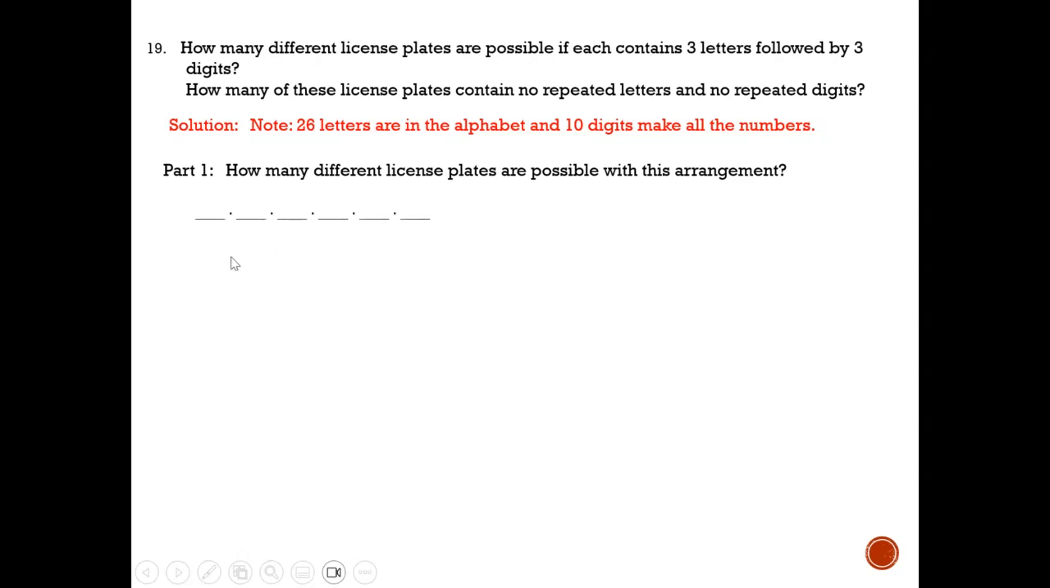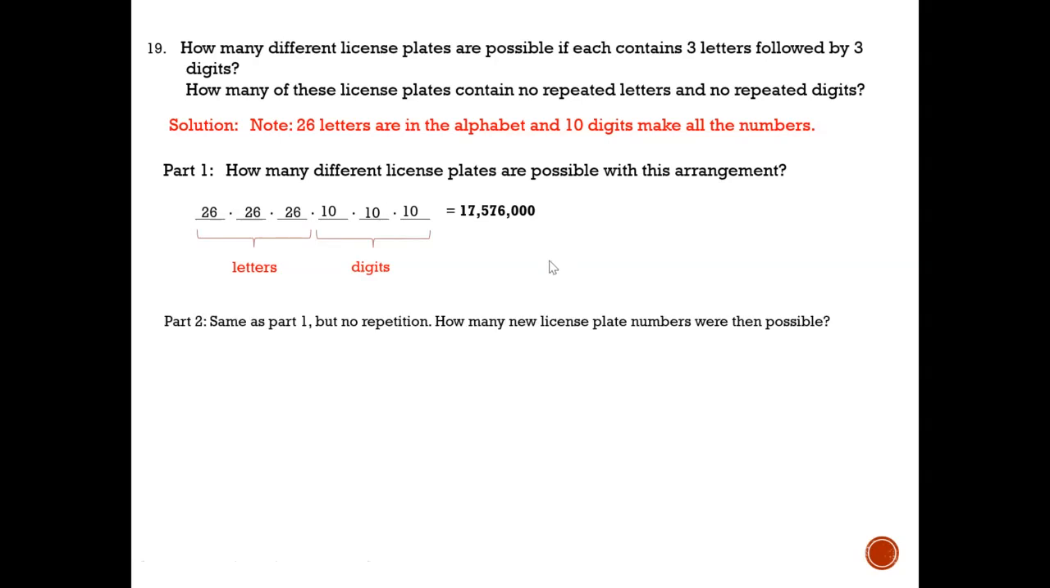So again, same pattern as before. There's 3 letters followed by 3 digits. But here, guys, there's no restrictions. It doesn't say anything about not being able to repeat, which means it's going to be 26 times 26 times 26 times 10 times 10 times 10. And here's my solution. There'll be 17,576,000 possible license plates.